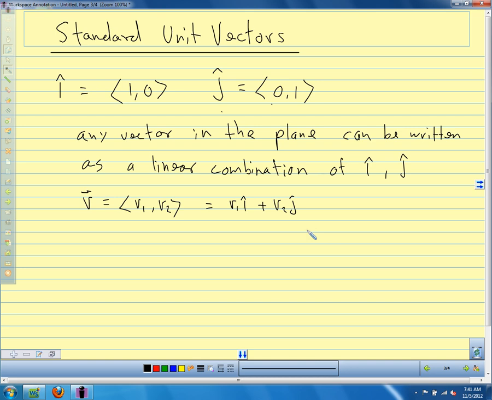Does everybody feel okay with the standard unit vectors? I'll go back and forth just so you'll see the different ways of referring to vectors. I'll use i hat and j hat, and I'll also use bracket notation. I try to use them kind of equally, just so we're all familiar with all the different ways of representing the vectors.